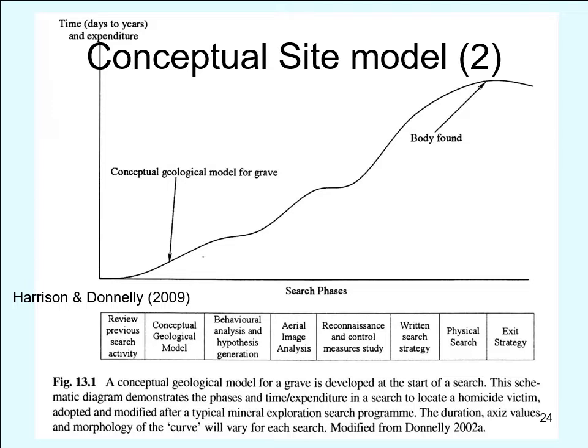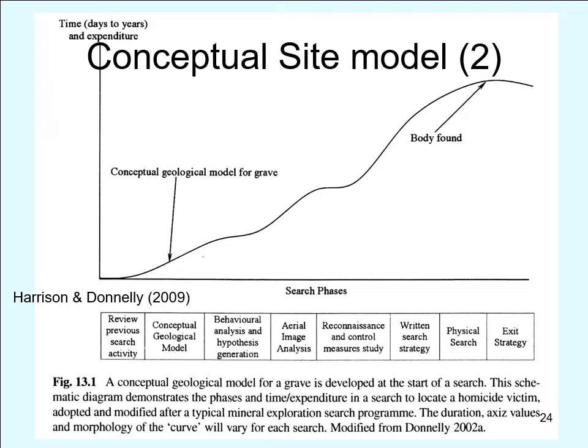Okay, and this is a classic graph, basically summarising a search. This is actually adapted from a mineral exploration program, I think, by Lawrence Donnelly. You can see there's time or money on the y-axis, and on the x-axis there are different phases of investigation. You start with reviewing what people have already done if this is a cold case. Then you've got some sort of conceptual site model for what you're looking for. Then behavioural analysis, hypothesis generation, then remote sensing analysis.